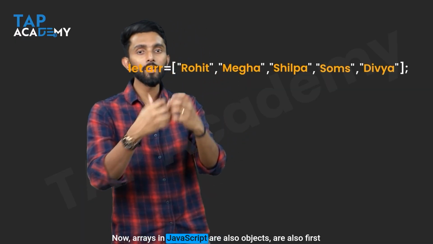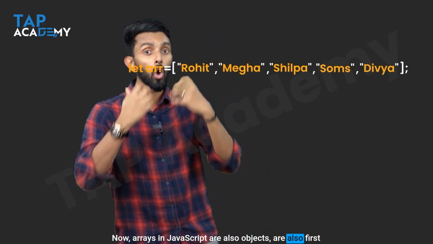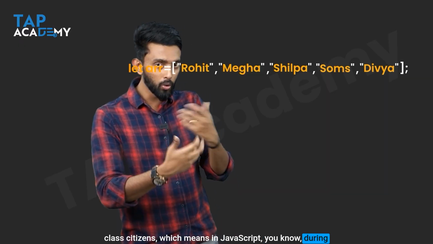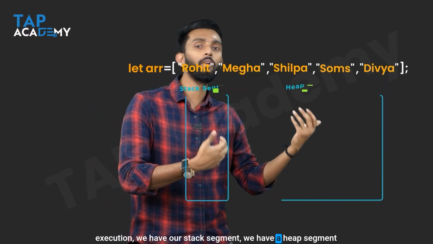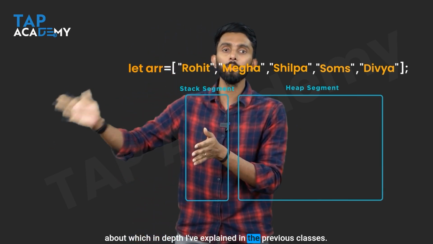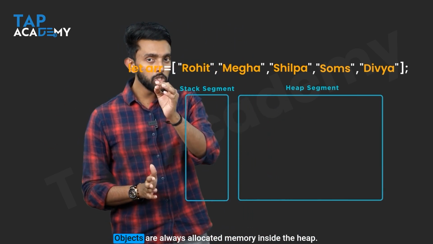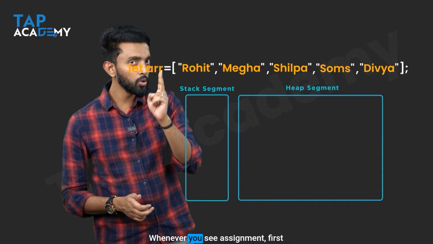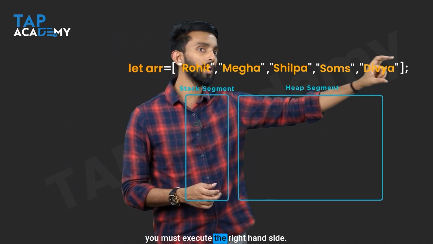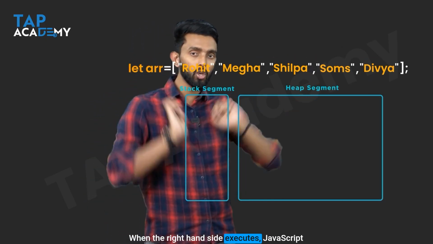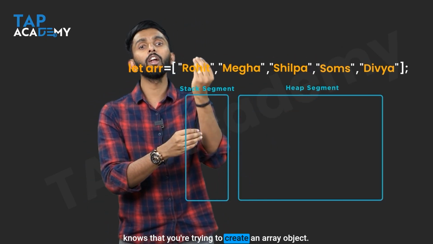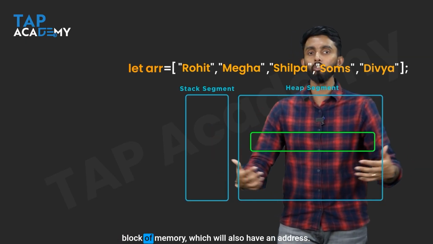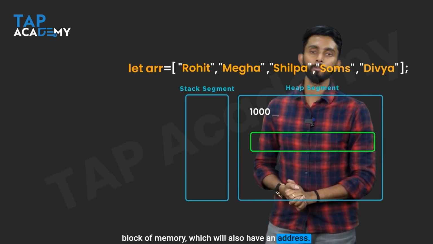Now, arrays in JavaScript are also objects, are also first-class citizens, which means in JavaScript, during execution, we have our stack segment, we have a heap segment, about which in depth I've explained in the previous classes. Objects are always allocated memory inside the heap. And hence, please watch it. Whenever you see assignment, first you must execute the right-hand side. When the right-hand side executes, JavaScript knows that you're trying to create an array object, and hence inside the heap, it allocates a brand new block of memory, which will also have an address.